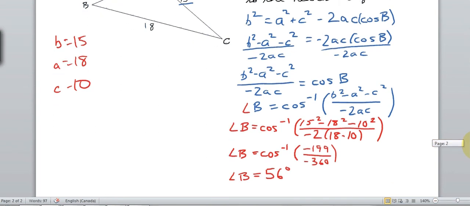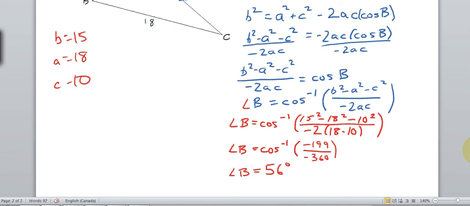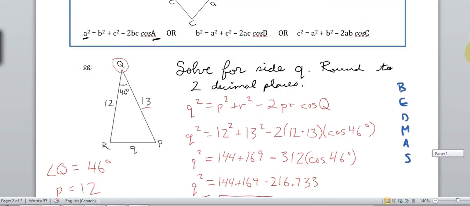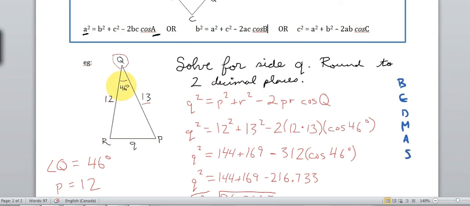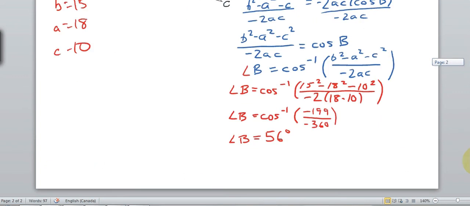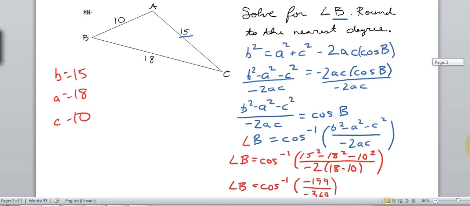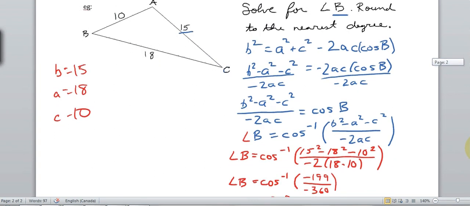Now, we've solved for angle B, which we now know is 56 degrees. And if we wanted to solve for angle A or angle C, we could use cosine law again, or we could even use sine law this time. That would be up to you. So if it said solve the triangle, you'd actually be using both cosine law and sine law. So that's it.